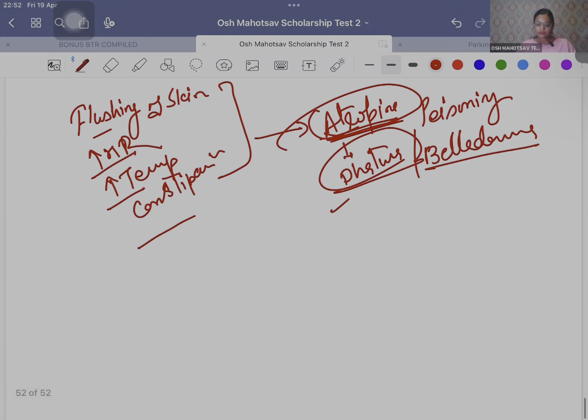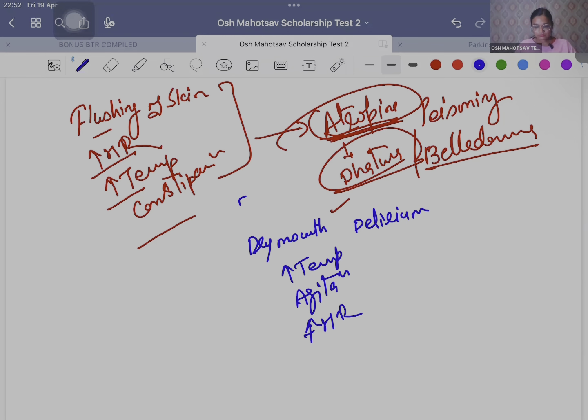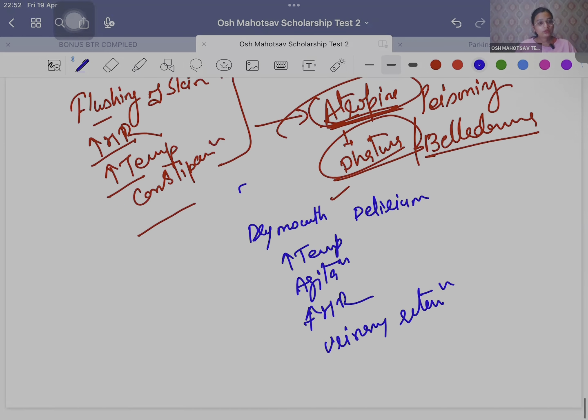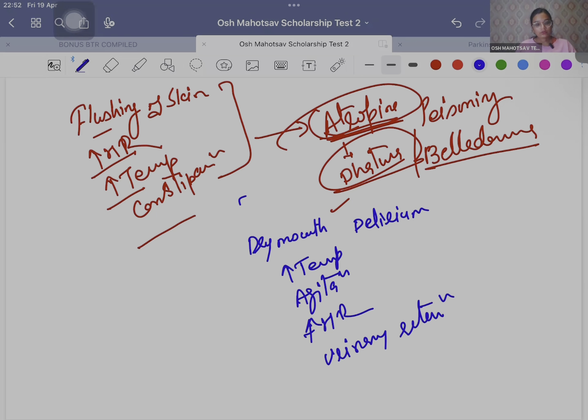For this atropine poisoning, the patient will have dry mouth, delirium, hyperthermia, agitation, tachycardia, increased heart rate, urinary retention, and loss of accommodation or blurred vision or photophobia.